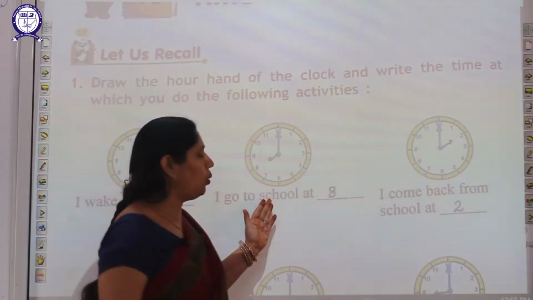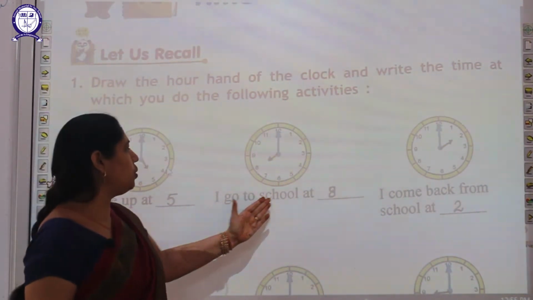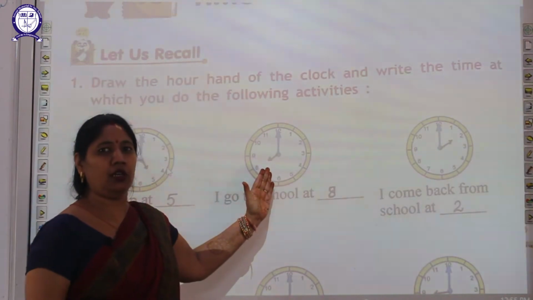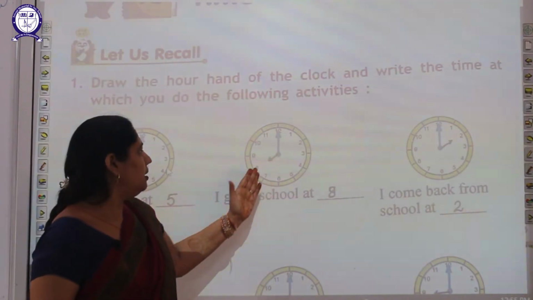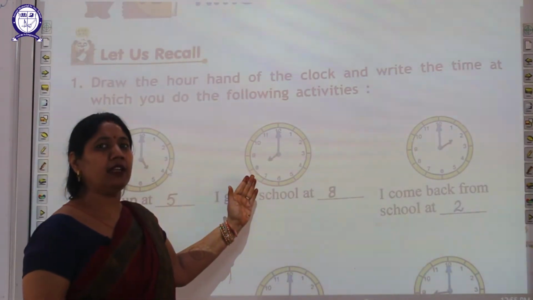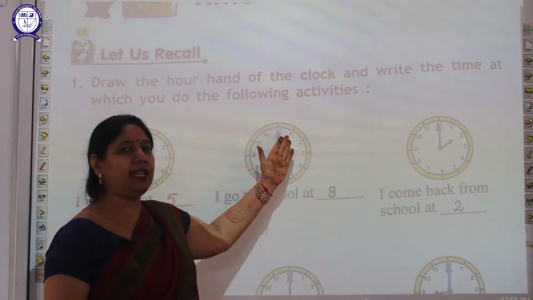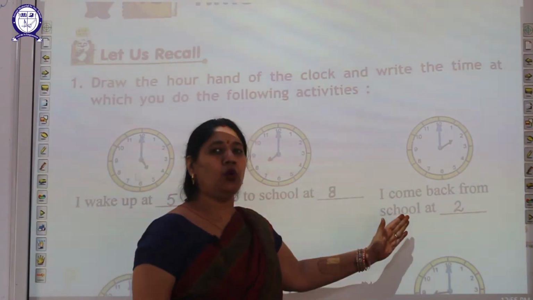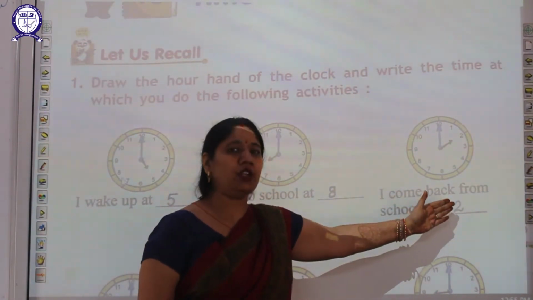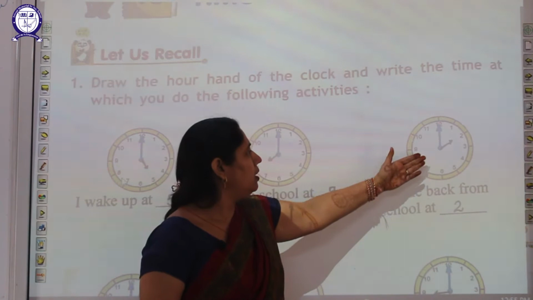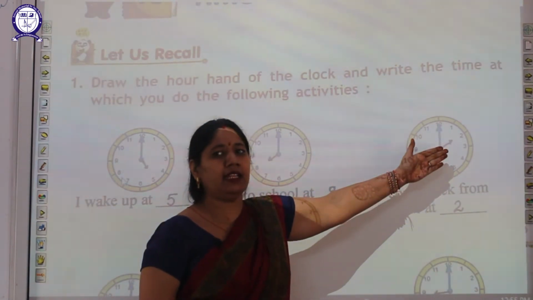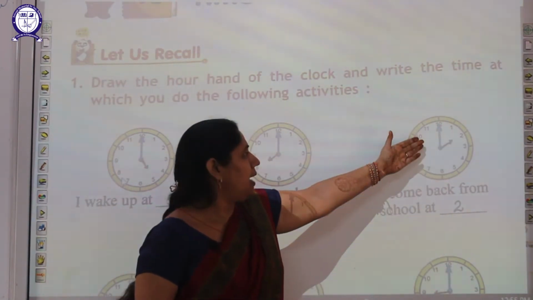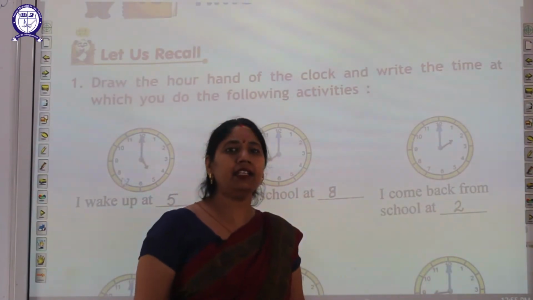I go to school at 8 o'clock. Look here, the short hand is at 8 and the long hand is at 12. I come back from school at 2 o'clock. Look here, the short hand is at 2 and the long hand is at 12.